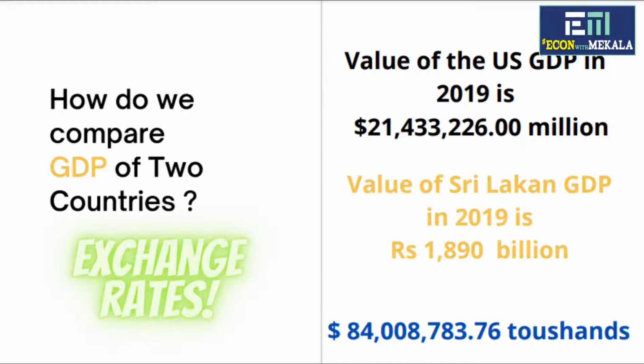Somebody can say use exchange rates. What is an exchange rate? Exchange rate is the value of one currency in terms of another currency. So if you know the value of 1 US dollar in terms of Sri Lankan rupees, multiplying Sri Lankan GDP by the dollar value, you can find out how much the GDP of Sri Lanka is in US dollars. This is a tough job, but if you use exchange rates to convert GDPs of different countries and compare them, there are some drawbacks or limitations. What are these limitations? Let's have a look.